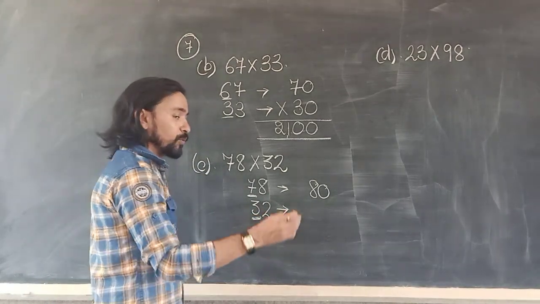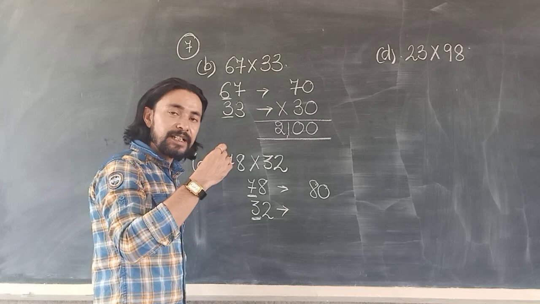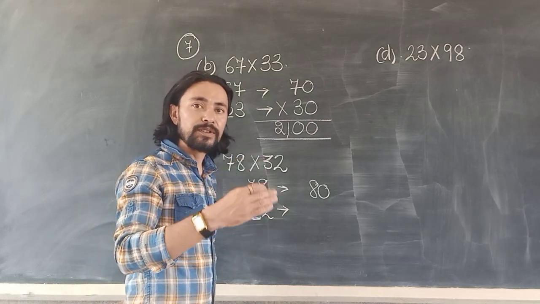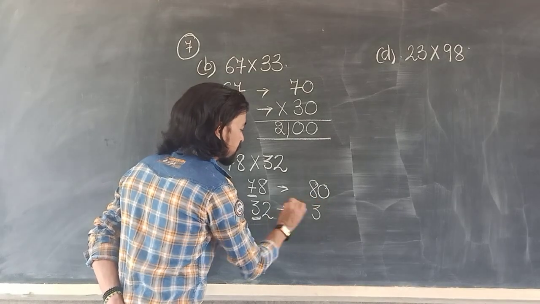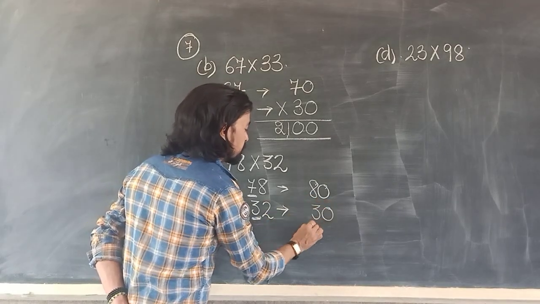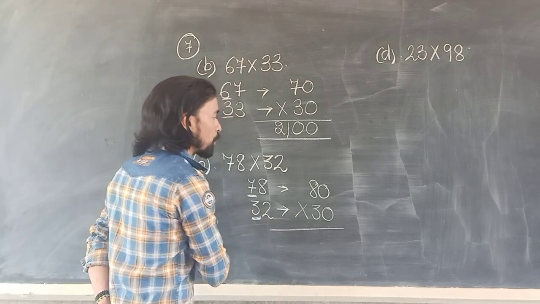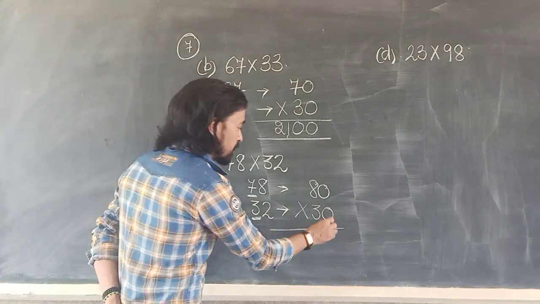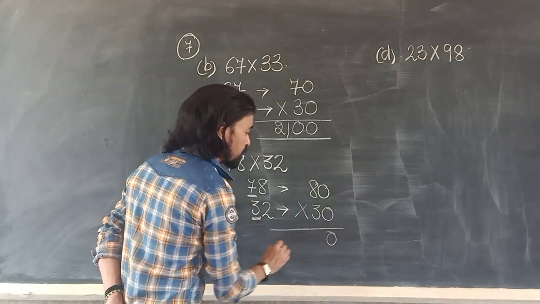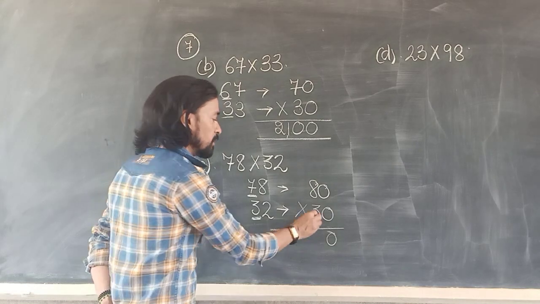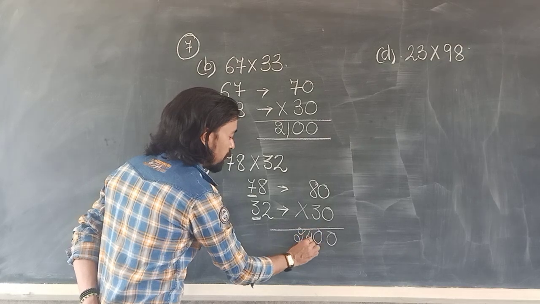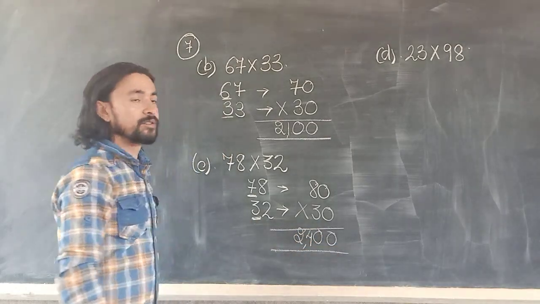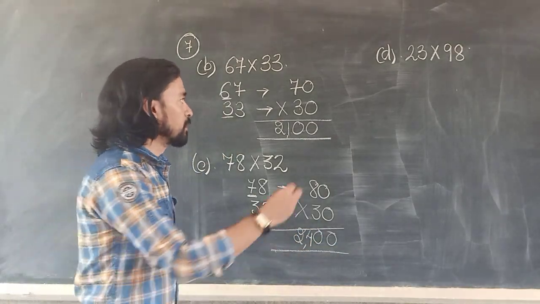After 3 comes 2. It falls in the first category, that is 0, 1, 2, 3, 4. So this 3 will not change, it will remain as 3. But 2 will change to 0. I am finding the product, so I multiply. 0 multiplied by 80 will give me 0, so I just write 0. 3 zeros are 0, 3 8s are 24. Answer: 2400. Let's go to the next sum.